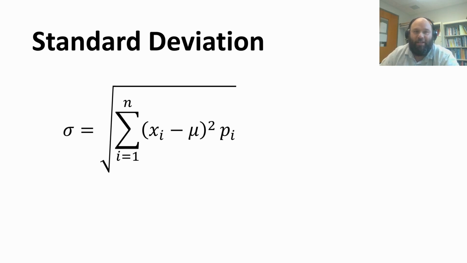Typically, we can expect most occurrences to be either within one standard deviation below the mean, or below the expected value, or one standard deviation above the expected value.